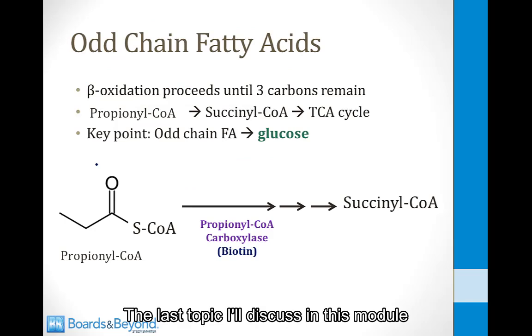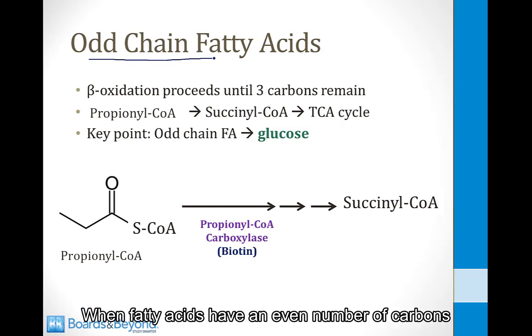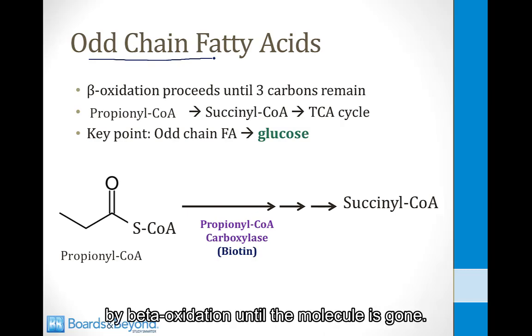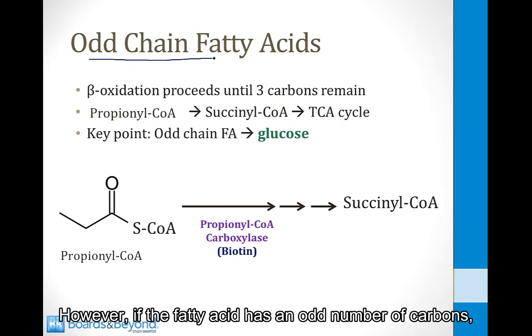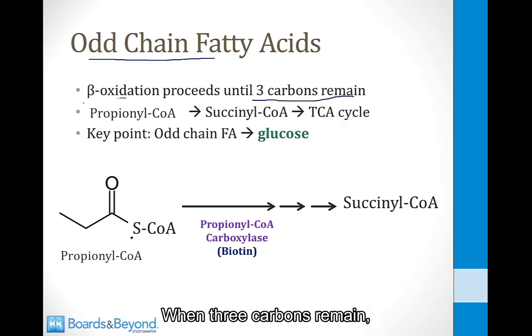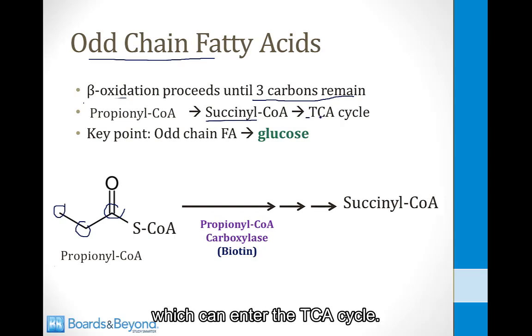The last topic I'll discuss in this module is odd-chain fatty acid metabolism. When fatty acids have an even number of carbons, like 12 or 16 or 20, they are simply metabolized by beta oxidation until the molecule is gone. However, if the fatty acid has an odd number of carbons, beta oxidation will proceed until 3 carbons remain. When 3 carbons remain, you have a structure called propionyl-CoA that I've shown on the screen here. This is 1 carbon, this is a 2nd carbon, and this is the 3rd carbon. Propionyl-CoA will be metabolized into succinyl-CoA, which can enter the TCA cycle.